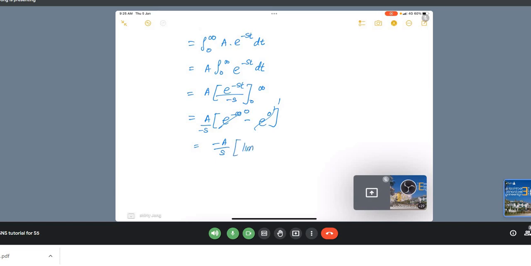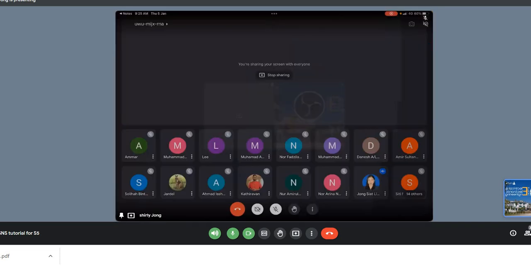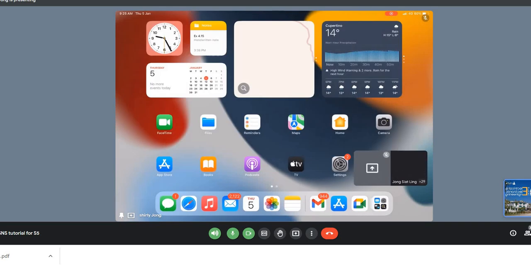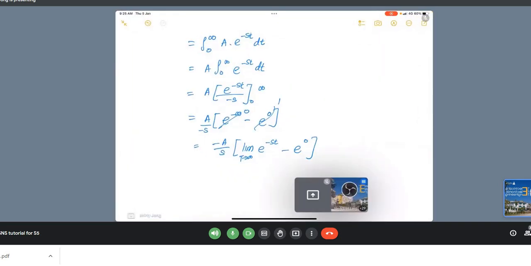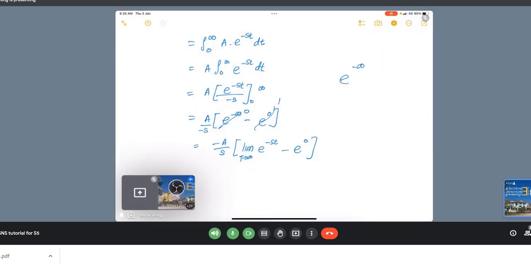Limits, t goes to infinity, e to the minus st, minus e to the 0. Normally we write the exponent as negative st in the limit as t goes to infinity. This is the correct way we write it.